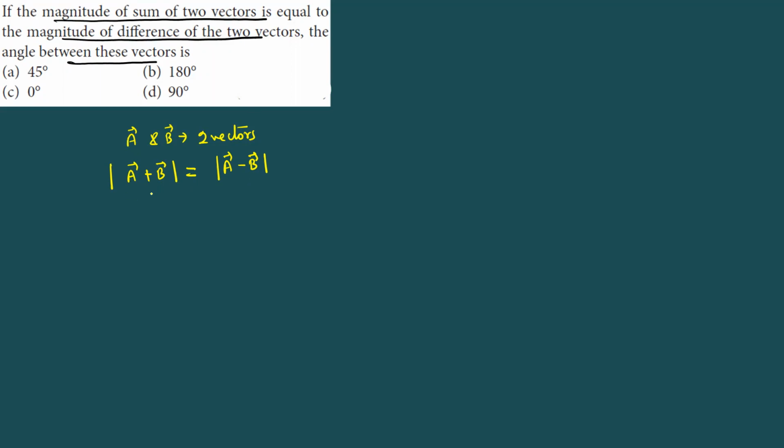As learned from concept videos, the magnitude of A vector plus B vector is given by root of A square plus B square plus 2AB cos theta. This is the magnitude of the sum of two vectors. And A vector minus B vector is equal to root of A square plus B square minus 2AB cos theta. From the concept videos, we have learned how to add and subtract two vectors, and we have obtained their formulas also.